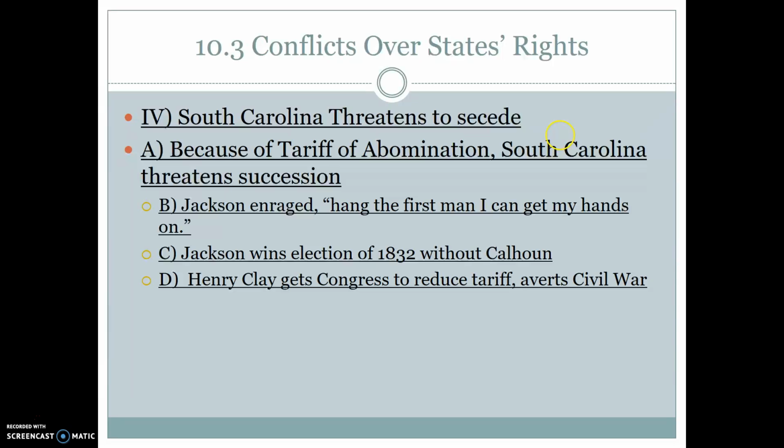And because Henry Clay wants to avert civil war, wants to avert Jackson invading South Carolina, because if Jackson threatens something, he's going to do it, he gets Congress to reduce the tariff and calms tensions.